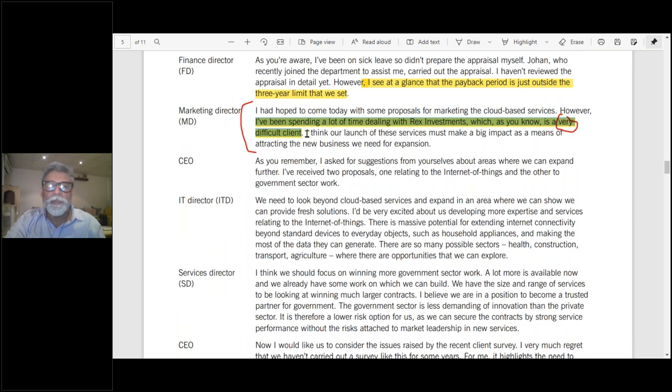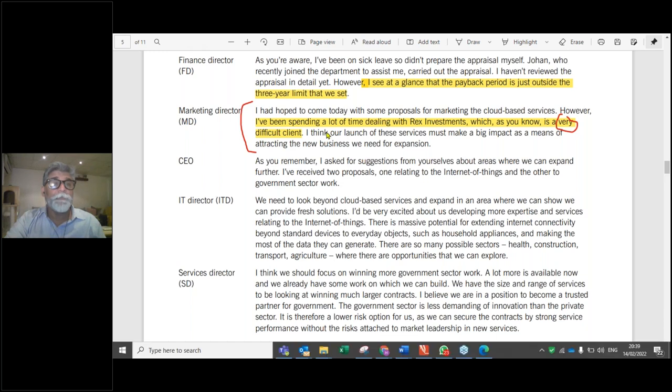What about this? I think our launch of these services, which services? I think they're talking about cloud-based. I think our launch of these services must make a big impact as a means of attracting the new business we need. Okay, I can leave it as well. Any questions so far?